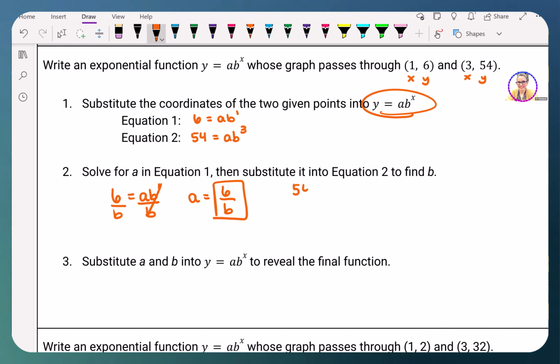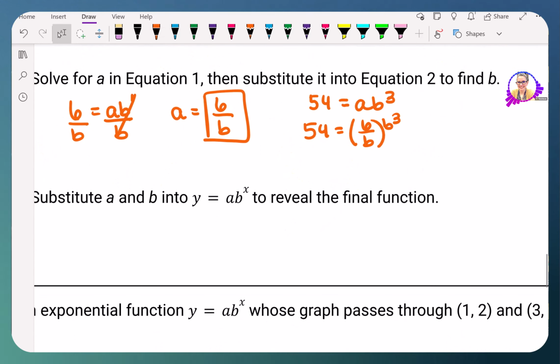So I'm going to write 54 equals a, b to the third, but underneath it, I'm going to replace a with 6 over b. And what's going to happen is that your b to the power of 3 is going to cancel with b to the power of 1. So if you've got 3 in the top, 1 in the bottom, it's going to replace it with b squared. So we have 54 equals 6b squared. Go ahead and solve for b.